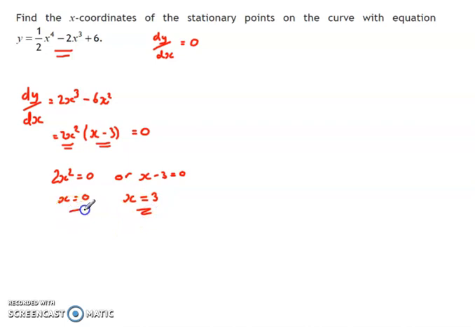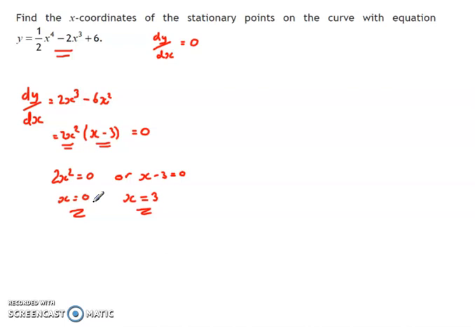Now all the question asks for is the x-coordinate of the stationary point, so that's me solved the question. If it asked for the y point and then the full coordinate itself, I would simply substitute back into here each of these points here and get the relevant y associated with it. Then I could just write my coordinates. Job done. Nice straightforward question to start.